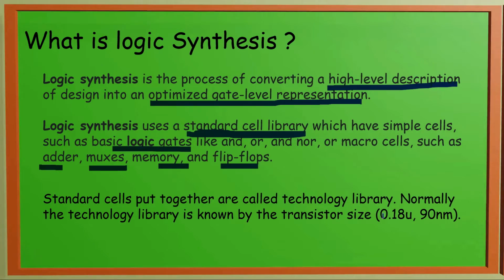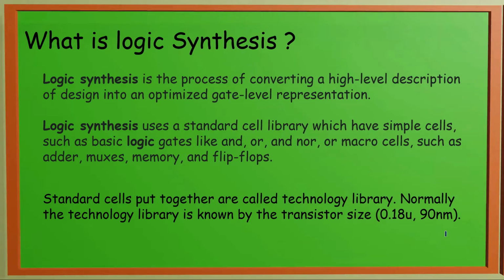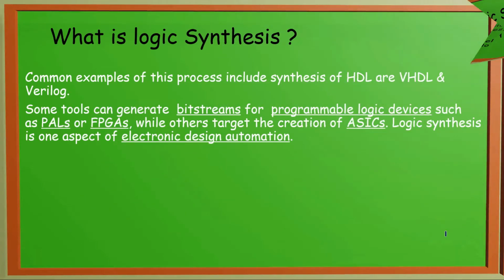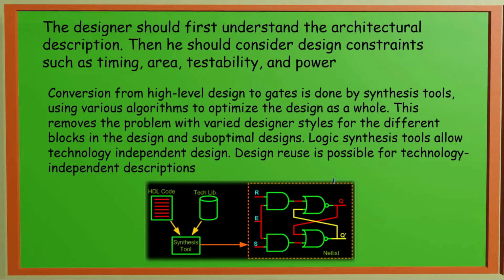The technologies that we build, process and manufacture are known by the size of the transistor. Say I'm using 0.18 micron technology or 90 nanometer technology, like that. In synthesis, other than these gates, we can have a bit stream for PLAs, PALs, FPGAs, or when we want to target ASIC, they can have some EDA, electronic design automation. For that we have synthesis tools that we will see in the programming.